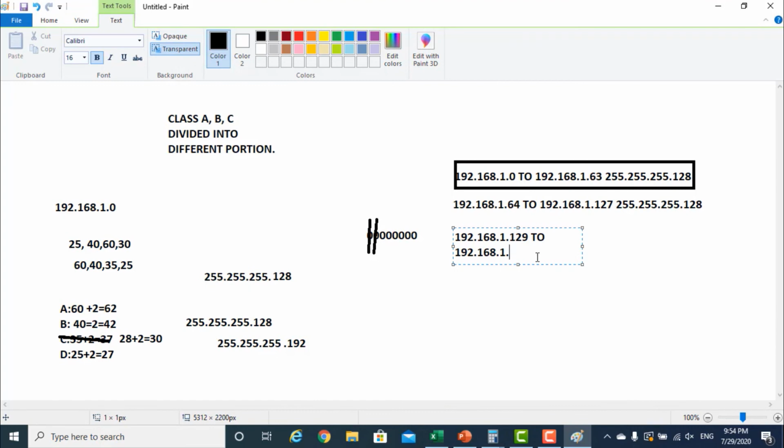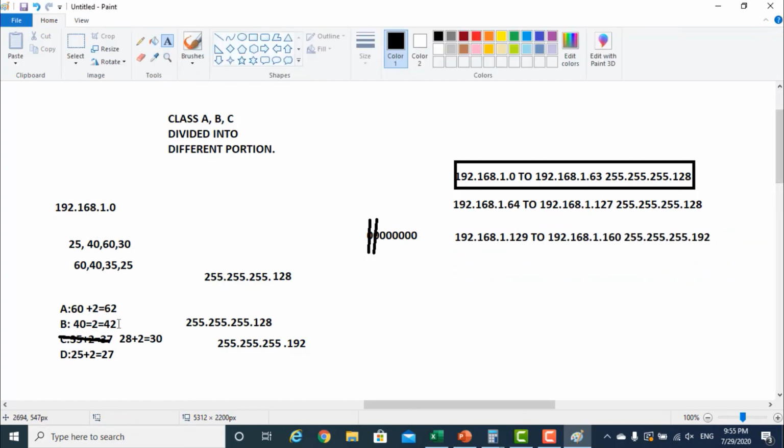So okay, so 192.168.1.160. But the subnet mask was going to be 255.255.255.192. I hope you understand it. This was the only difference. There's not much difference. The process is also like FLSM. The subnet mask calculation is like FLSM.